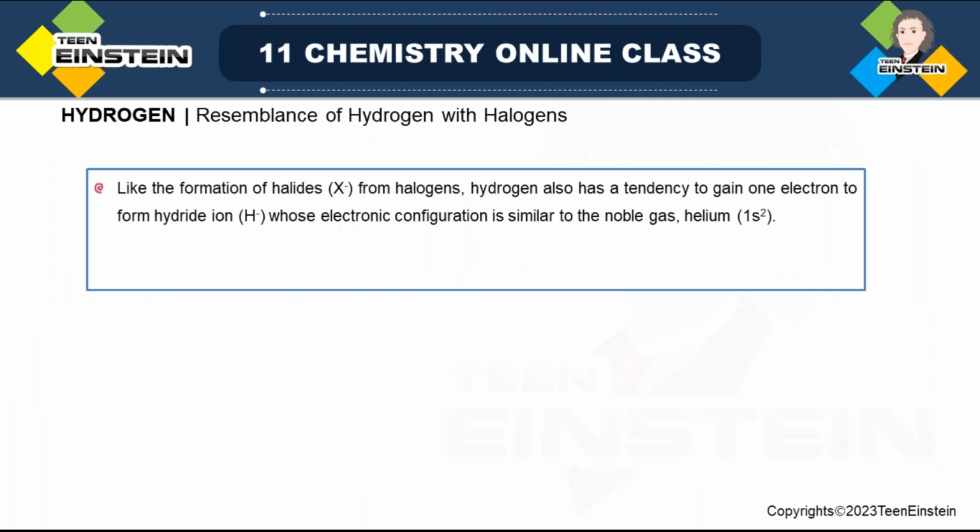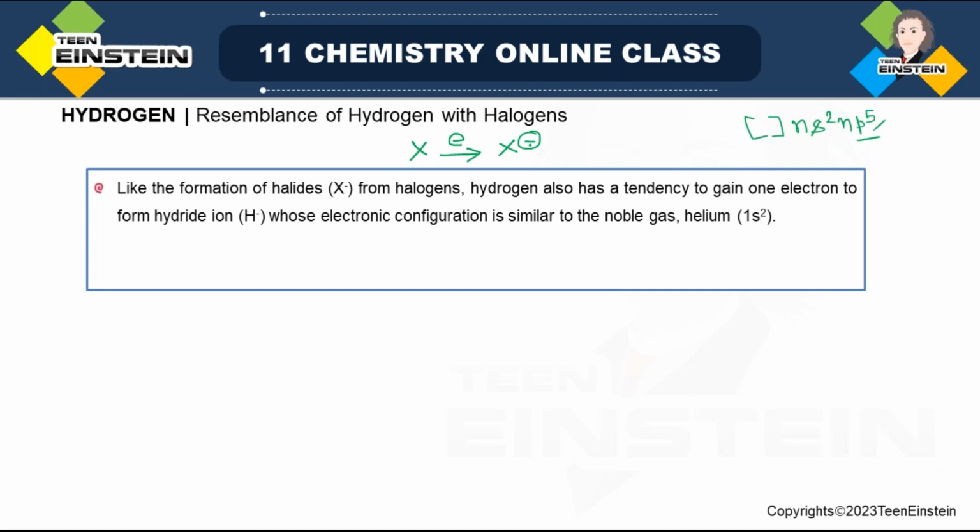Next is the resemblance of hydrogen with halogens, like the formation of halides. We know halogens have a general electronic configuration, after the noble gas, of ns2 np5. Now when it accepts one more electron, it reaches the next noble gas configuration, ns2 np6. That means there is a tendency for a halogen, I'm writing in general X, it may be any halogen, to accept an electron and convert to X minus, that is, anion formation.